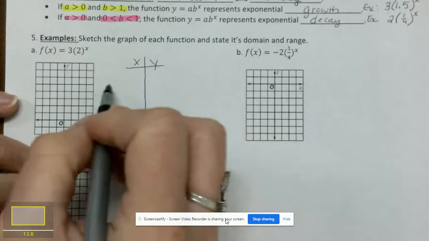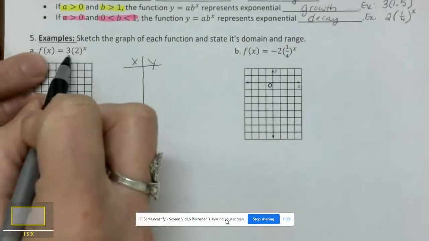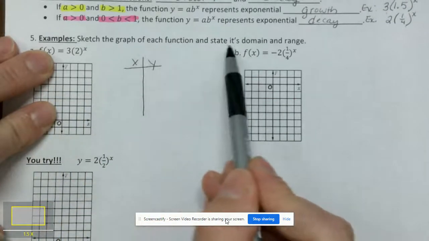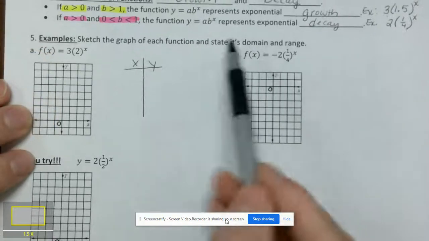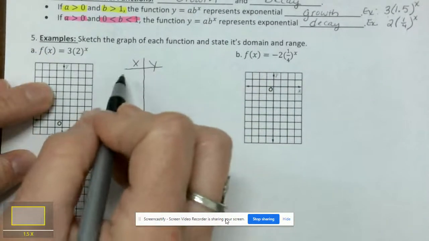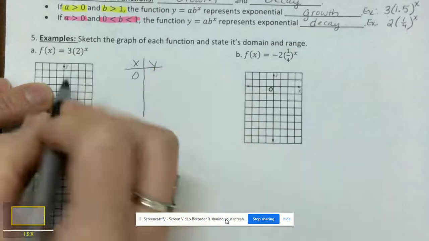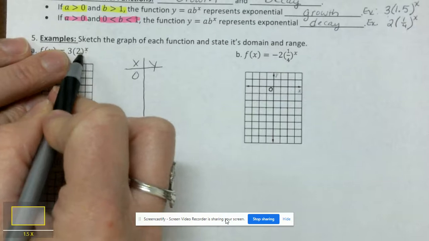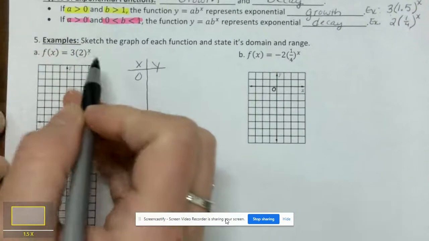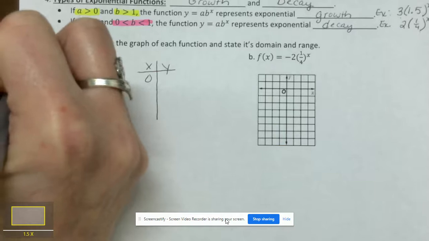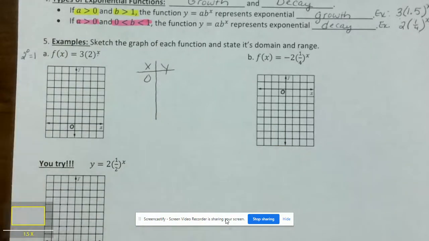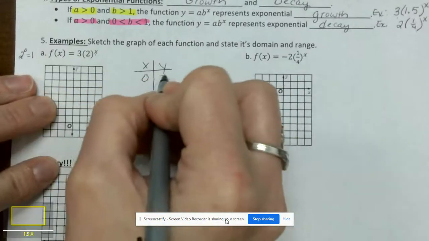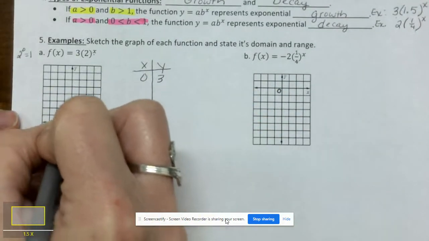Okay, so if I wanted to graph f of x equals 3 times 2 to the x power, it says sketch the graph of each function and state its domain and range. So first I'm going to graph it. The first thing I'm going to do is plug in a 0 for x. Hopefully you remember that anything raised to the 0 power is equal to 1. If you don't, write that over here to the side. 2 to the 0 equals 1. Anything raised to the 0 power equals 1. So this would be 1 times 3, which is 3. So I would have the point 0, 3.